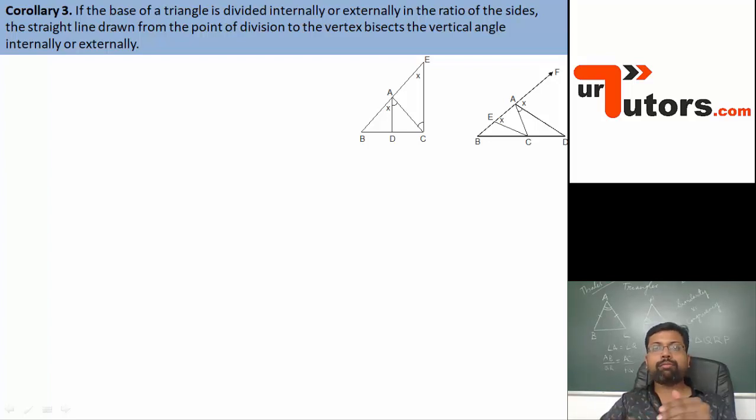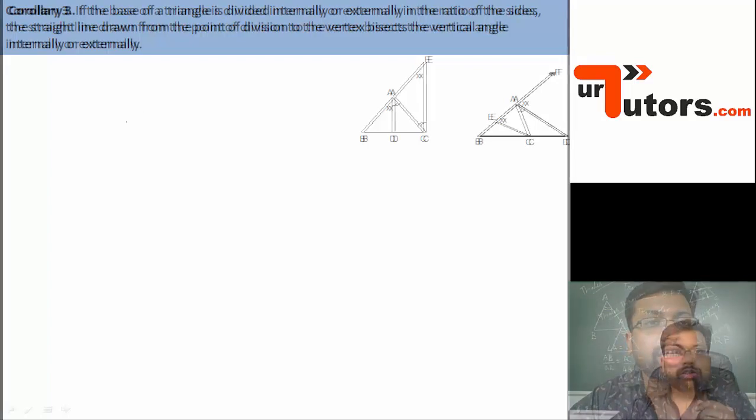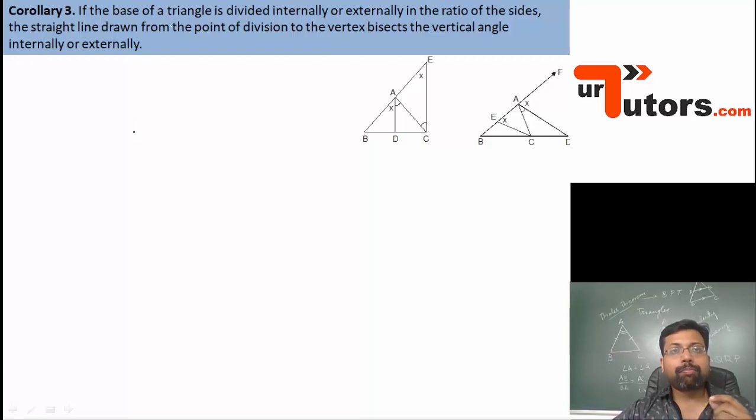Then we are going to be in a bit more exciting phase where I'll give you some time to practice some questions. So let's use our mind on one last corollary that we have now. The corollary says that if the base of a triangle is divided internally or externally in the ratio of the sides, the straight line drawn from the point of division to the vertex bisects the vertical angle internally or externally. Now, to make things a bit simpler, we are not going to take up the external division. The external division aspect is for academic interest because it will not be asked in your exams most probably.